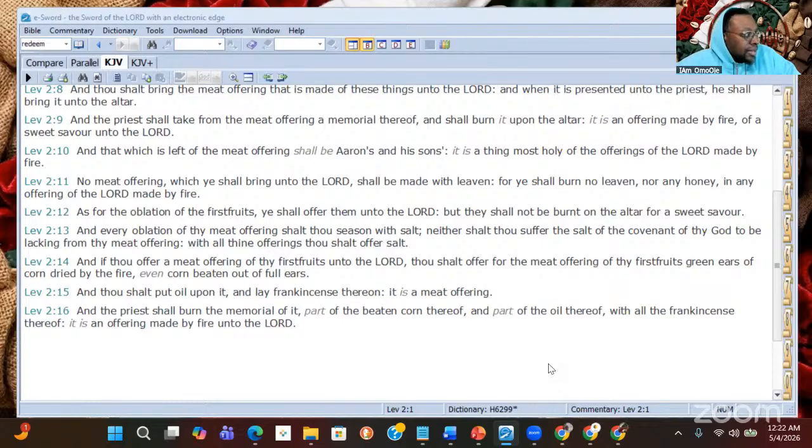No meat offering which ye shall bring unto Jehovah shall be made with leaven. For ye shall burn no leaven, nor any honey, in any offering of Jehovah made by fire. So, no leaven and no honey. But it's interesting now, because there's more coming out about what happens to honey when it's heated and it turns into gluten, essentially, and can become toxic. Okay.